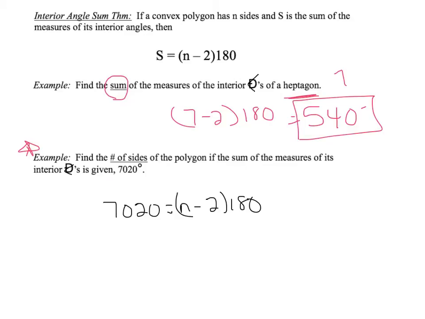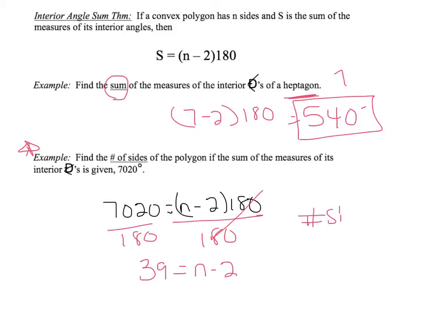Okay, when you plug this in, obviously where S is, we want to take our 7,020, plug that in there. Now my goal is to find N. So our first step would have been to divide by 180. That cancels it out on the right-hand side, leaving you with 39 equals N minus 2. So your number of sides, when I add the 2, is 41.